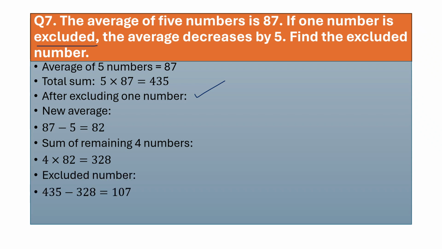So the excluded number will be, again you have to subtract from what? 435 minus 328 will give you 107, which is the excluded number. I hope these steps are clear while solving this question.